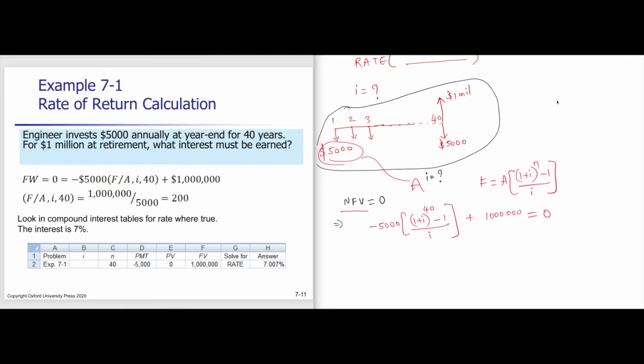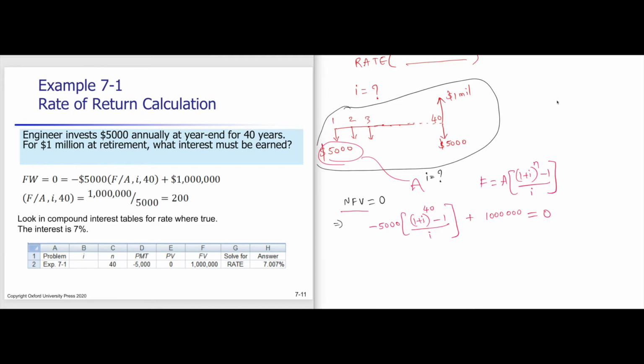So we have negative 5000 times (1 plus alpha x) to the power of 40 minus 1, divided by x, right, plus 1,100,000. So alpha equals 0. Shift, solve for x.